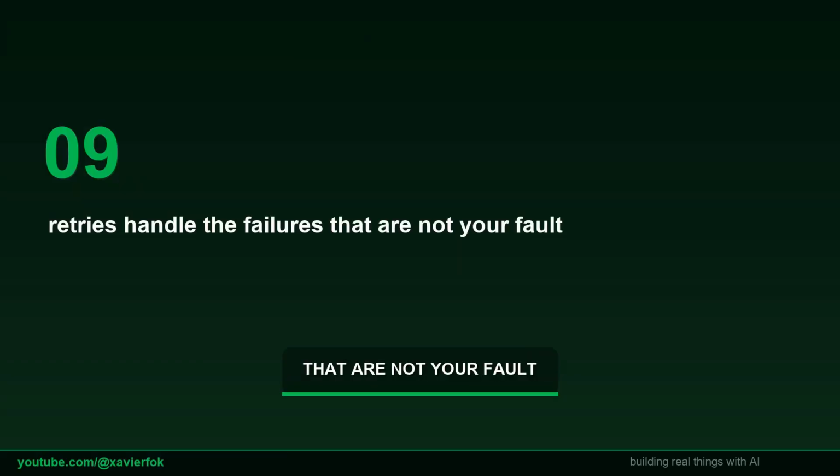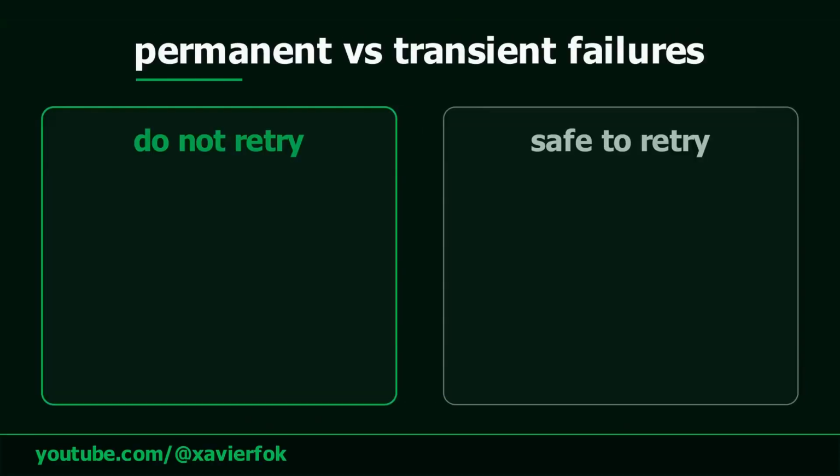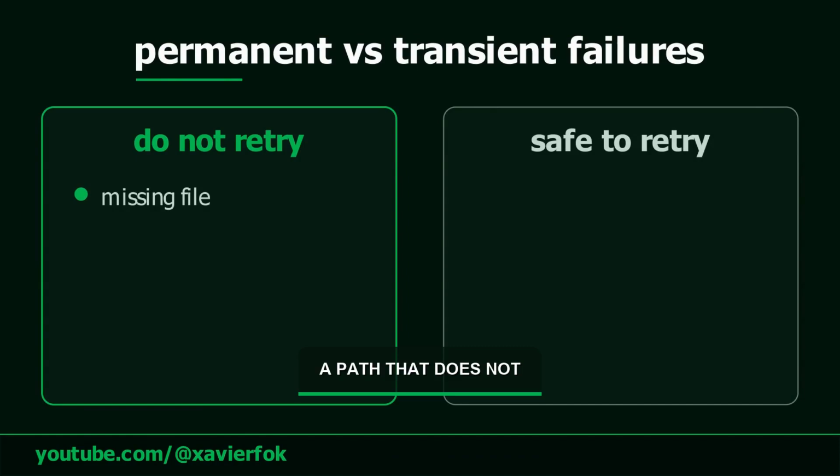Retries handle the failures that are not your fault. The third pattern is retries. Some failures are permanent. You tried to write to a path that does not exist, the file you needed was not there, the input was malformed. Those should not be retried, they need to be fixed.